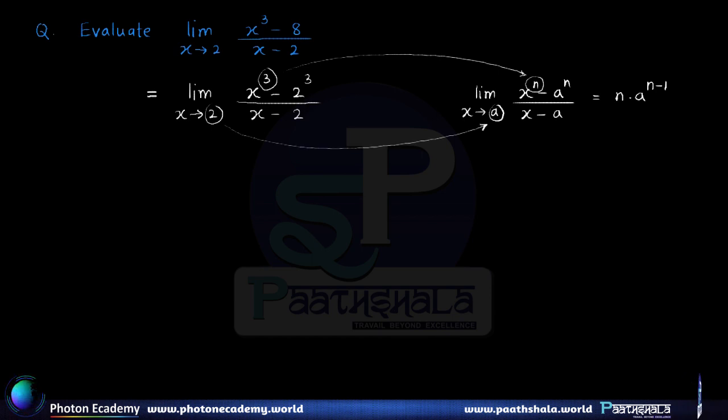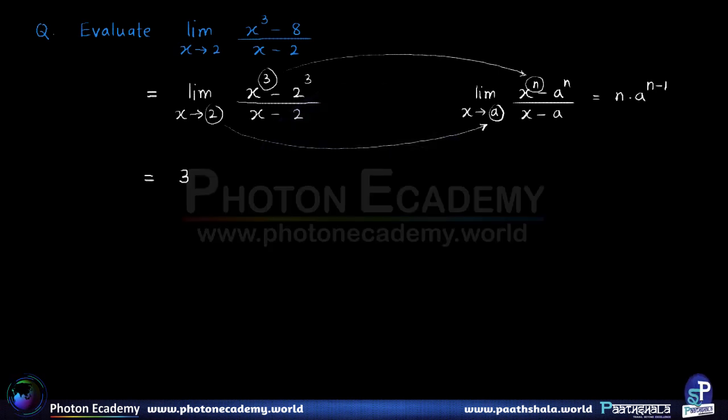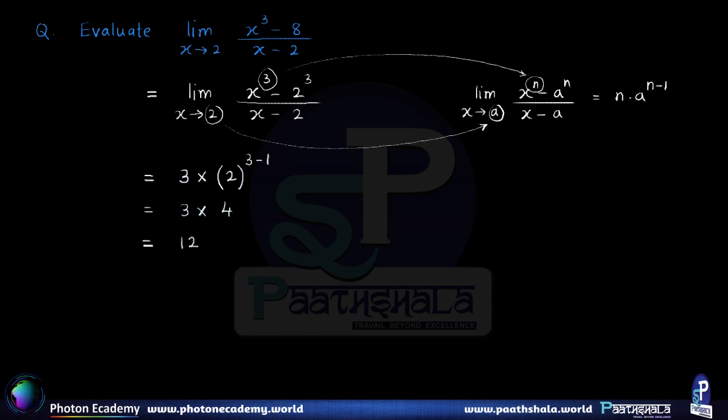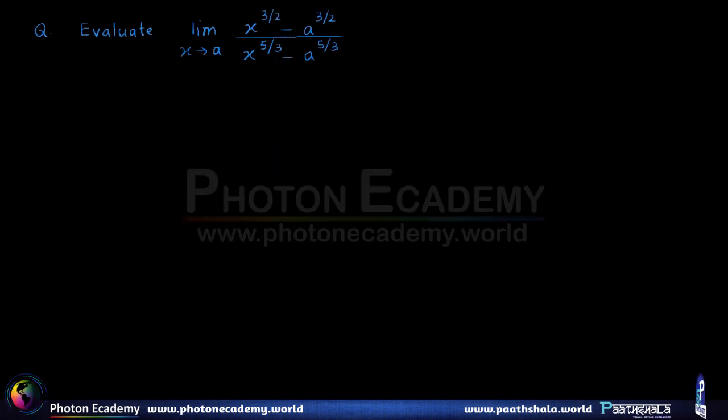So basically we have exactly the same pattern as required in the standard limit. So the answer of this would be n, which stands for 3, multiplied by a raised to n minus 1, that is 2 raised to 3 minus 1. So that is nothing but 3 into 2 square, which is 4. So therefore the answer is 12. So that's the required limit, right? In limits, typically we have to arrange the given expression into one of the standard forms and evaluate it. Now let's see one more question.